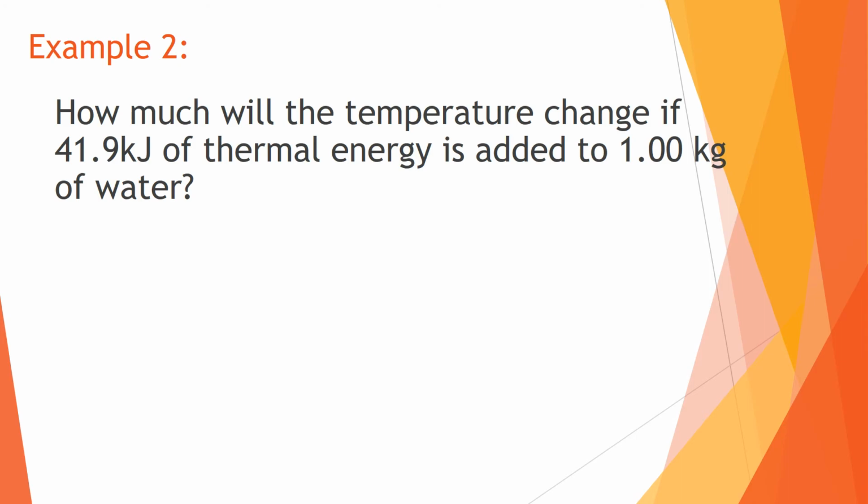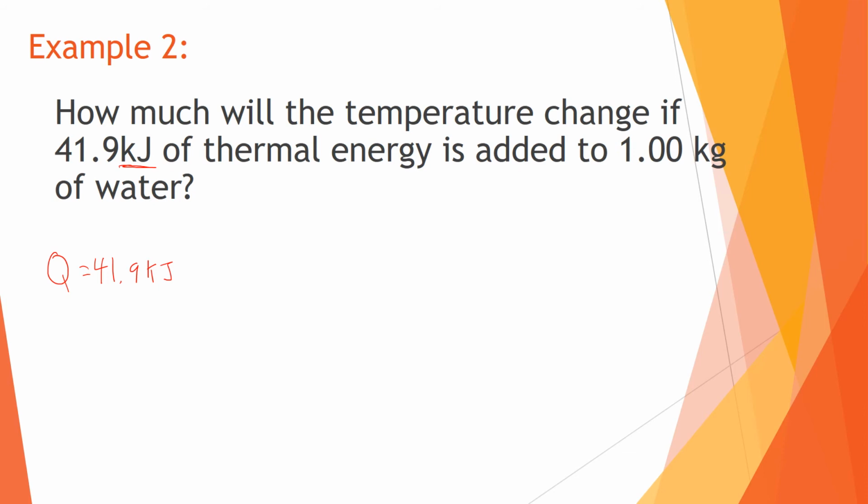Now, example 2. How much will the temperature change if 41.9 kilojoules of thermal energy is added to 1 kilogram of water? All right, so let's list my variables. What are they telling me here? Kilojoules in this case, that's energy, that's Q. They're telling me that it's 41.9 kilojoules. I can't leave it like this because Q is measured in joules. So I have to convert this.